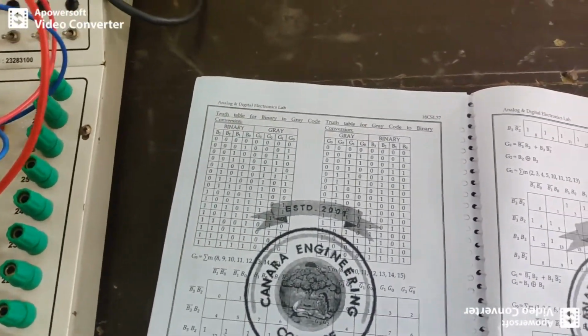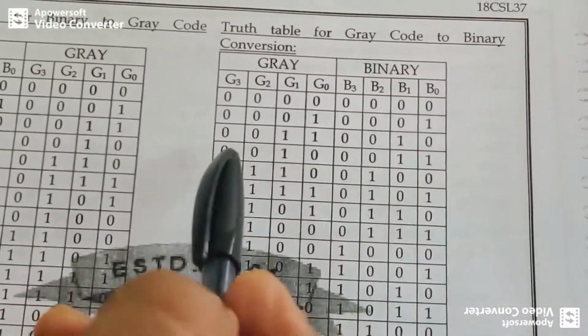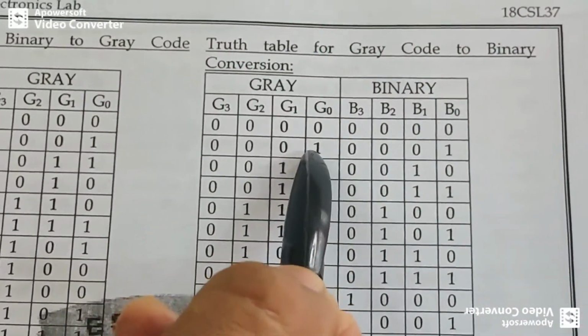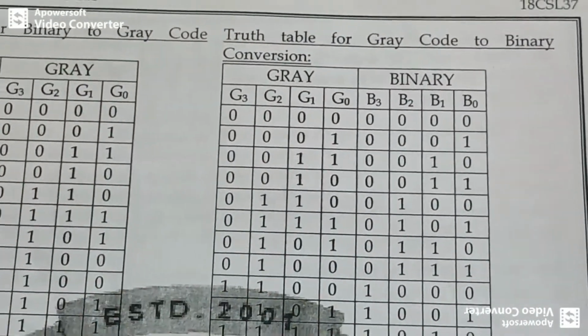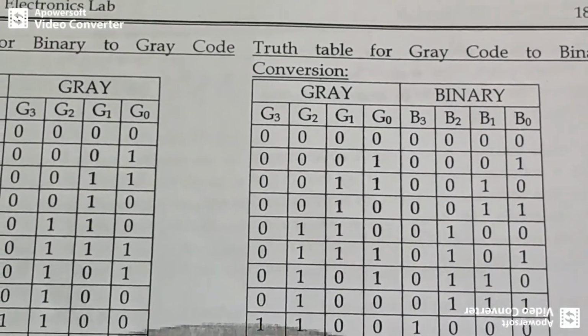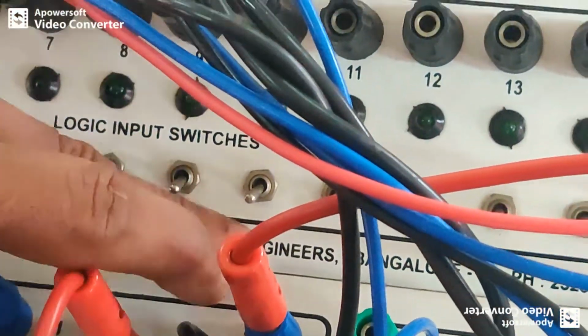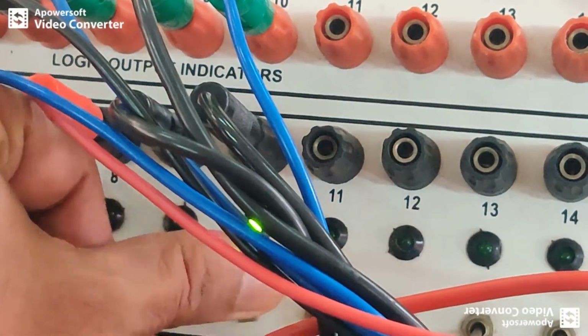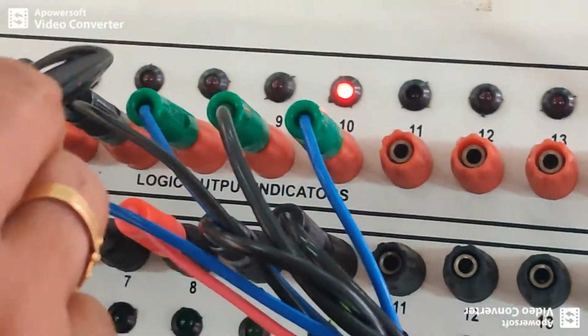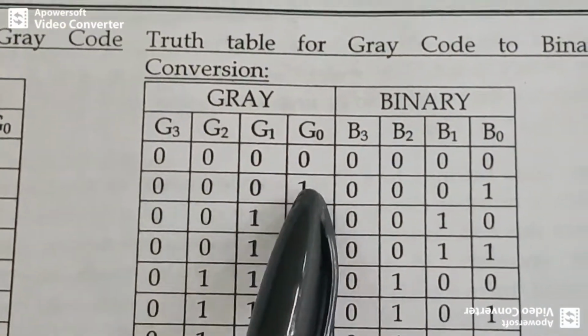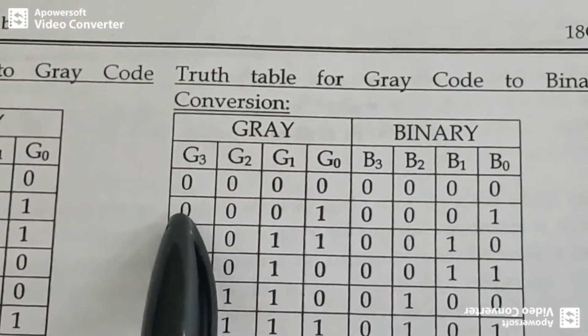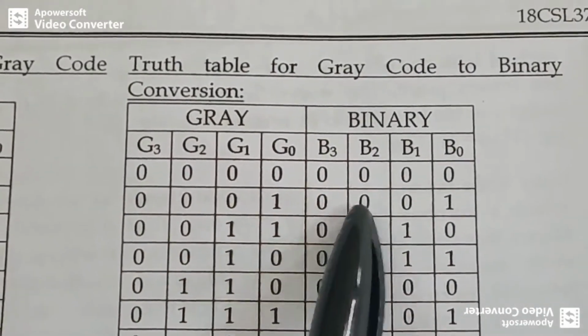Now we will switch on the trainer kit and you will see. For example, I will take 0, 0, 0, 1. So I will switch on the trainer kit. Let me give 0, 0, 0, 1 as the gray code input. Here you can see gray is 0, 0, 0, 1 and binary is 0, 0, 0, 1.